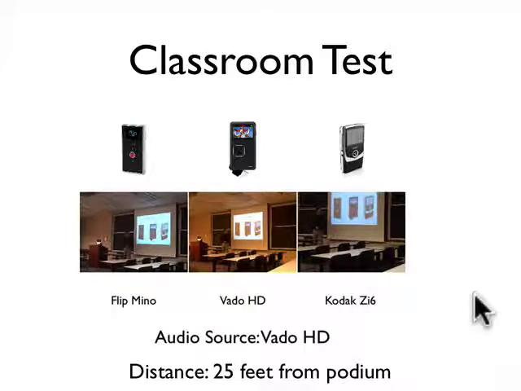You can see that perhaps the Mino has the better quality here. The Vado is almost as good. And then the Zi6, the quality is diminished and the field of view is reduced. Essentially, you have to move the camera further back to get as much of an image.